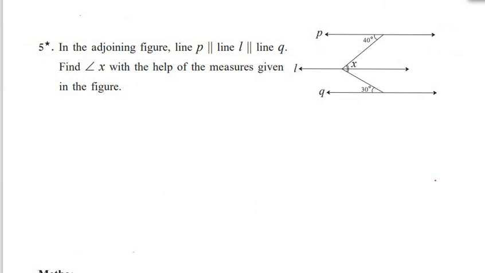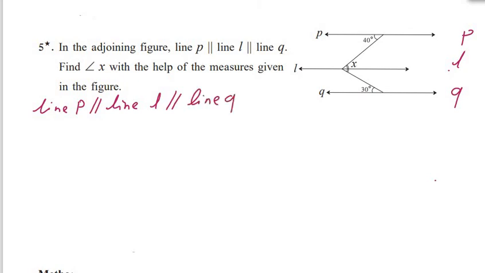See, next question is, in the adjoining figure, line P parallel to line L parallel to line Q, means this is P, this is parallel to L, this is parallel to Q, and these two are transversals. Okay, find x with the help of measures given in the figure. Now see here, very easy. Line P is parallel to line L. Okay, I write here line P parallel to line L parallel to line Q. Okay, and these two are transversal. This is the transversal. Suppose this is, I write here Z.